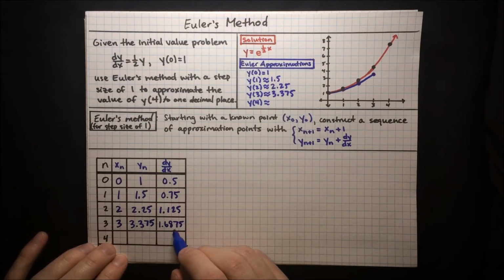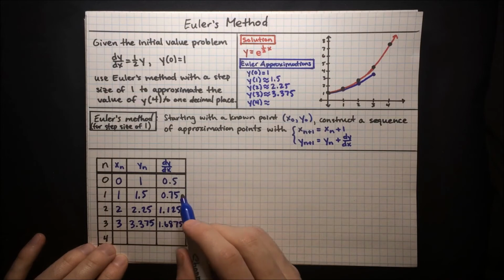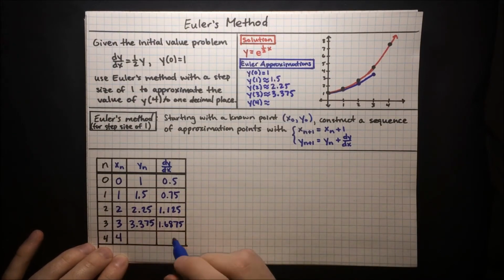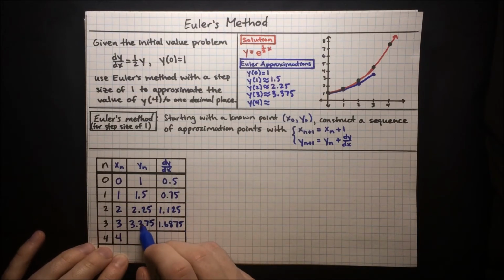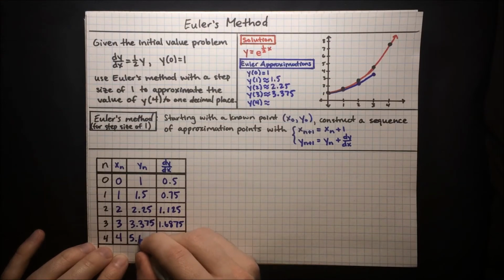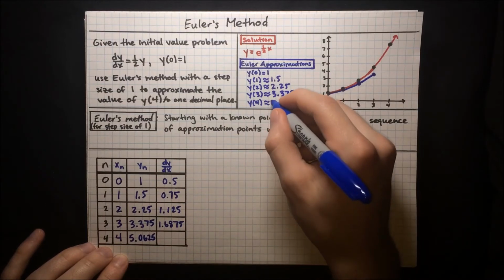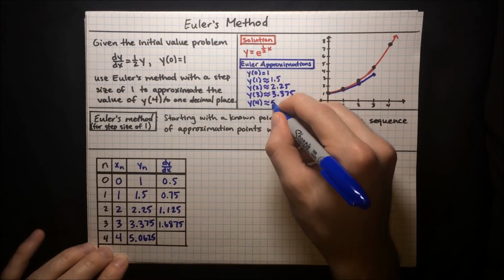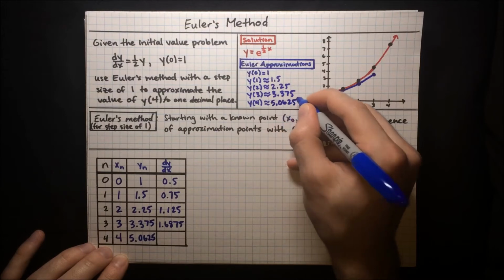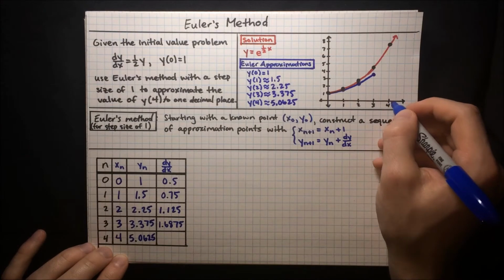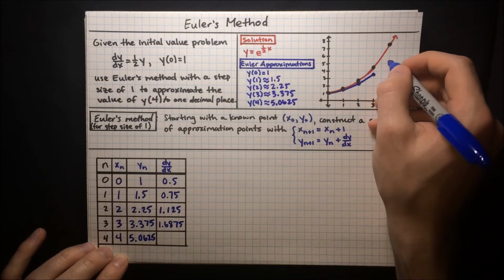So 1.6875 is our derivative, and then the update equations tell us to add 1 to x and then to add dy/dx to the existing value of y. So we get 5.0625. So there's y4. y4 is roughly 5.0625, and we can go ahead and plot that. That's roughly like 5.1. So y4 goes up to 5.1, and we're right about here.